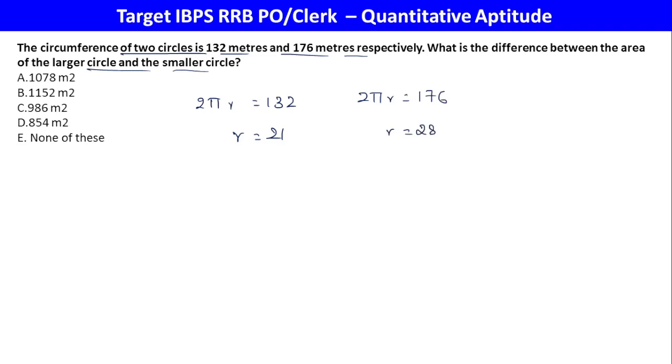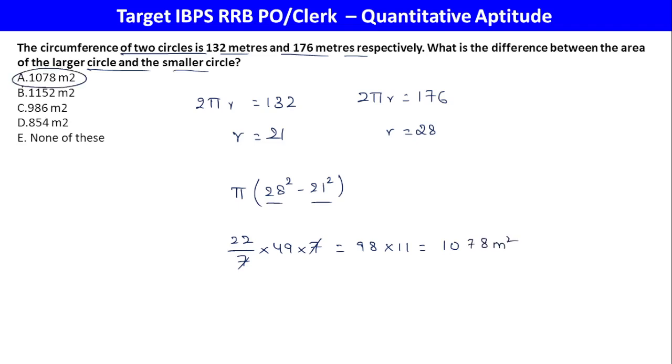What is the difference between the area of the larger circle and the smaller? π(28 square minus 21 square), which is (a plus b) into (a minus b). 22 by 7 into (a plus b): 28 plus 21 is 49, a minus b is 7. 7 gets cancelled, 49 times 22 is 1078 meter square. Option A is the final answer for this question.